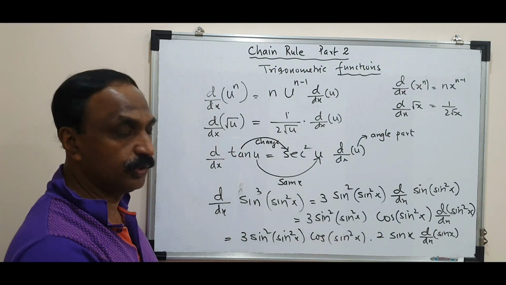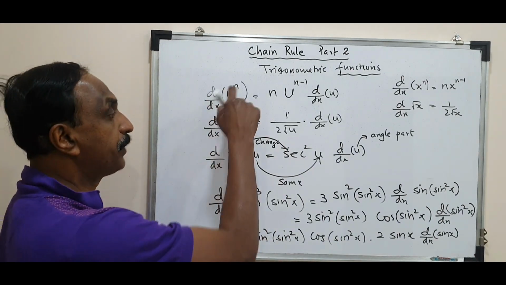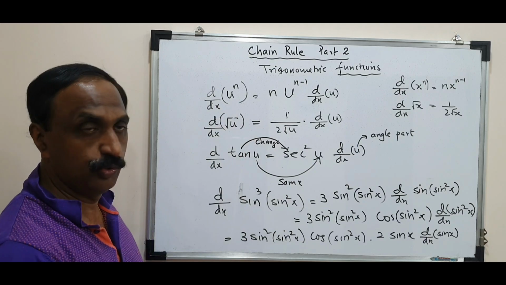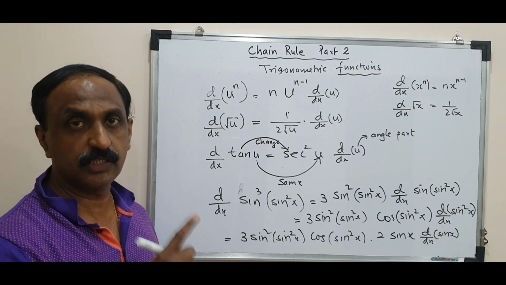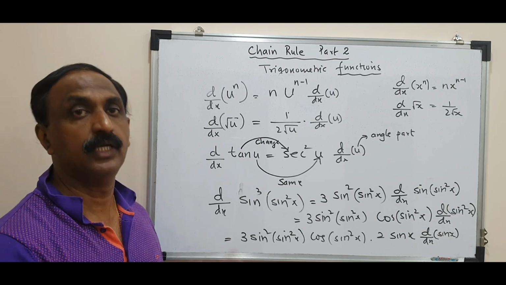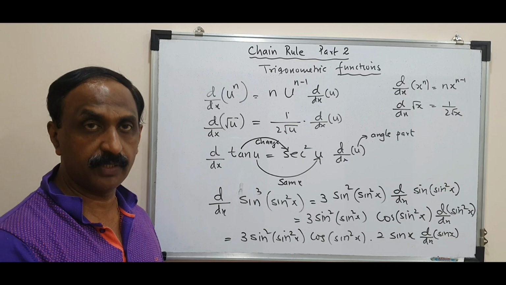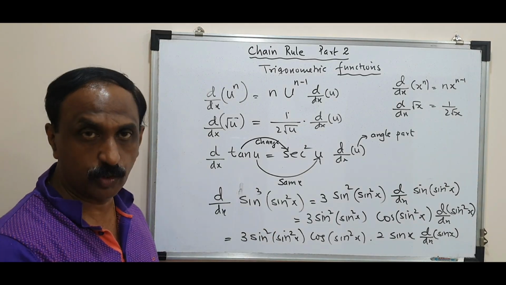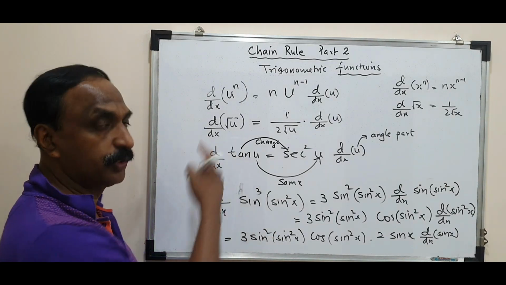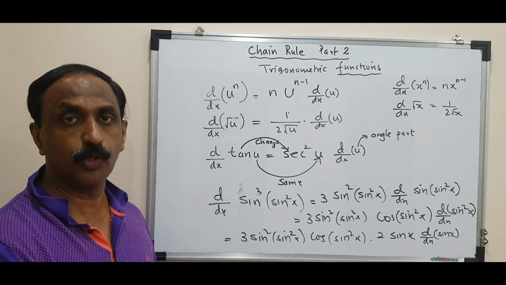That's why it's called chain rule. It works like a chain. Every time you have to recognize first whether to apply power rule, root rule, or trigonometric rule. Every time you have to ask which category the function belongs to. If there is a power, start from the power. If there is no power, start from the trigonometry. If there is a root, start from the root method. This is what you have to learn in this particular exercise. We'll practice a few more problems in this.